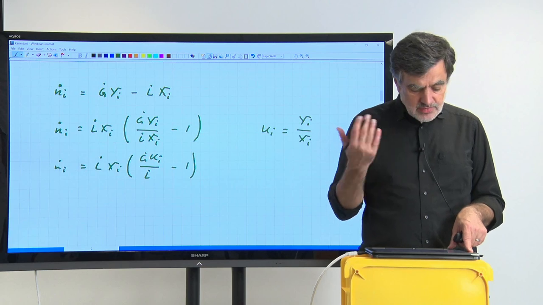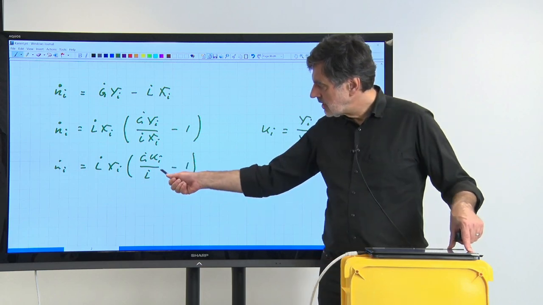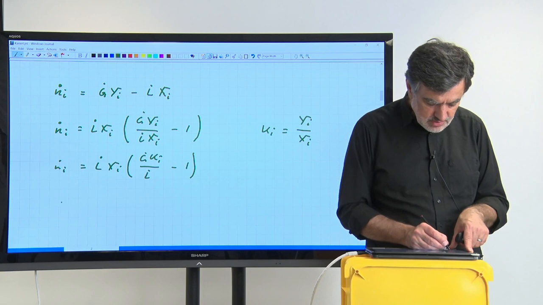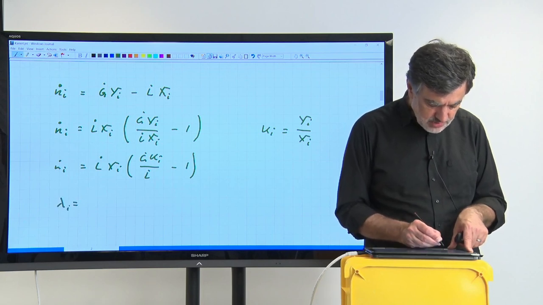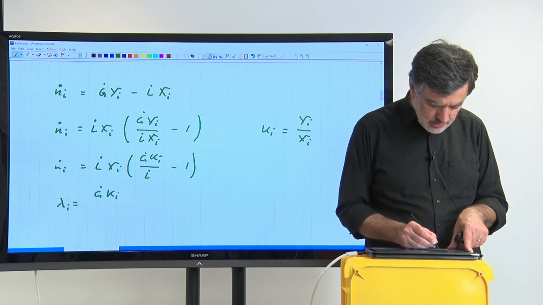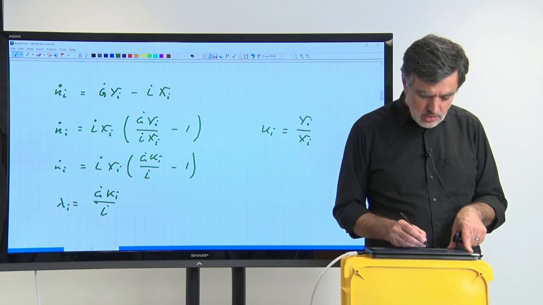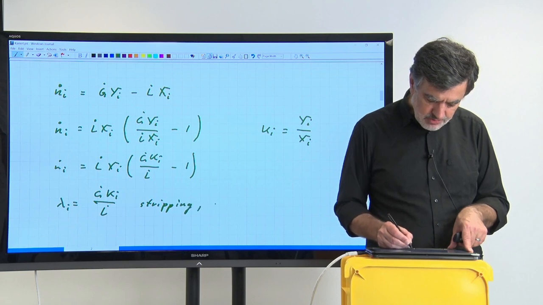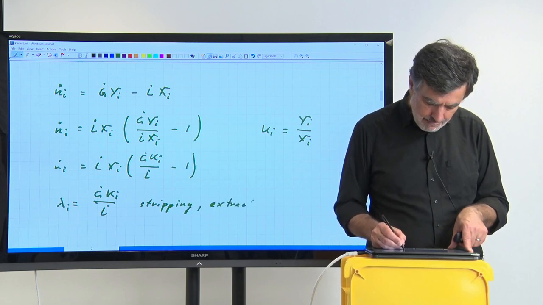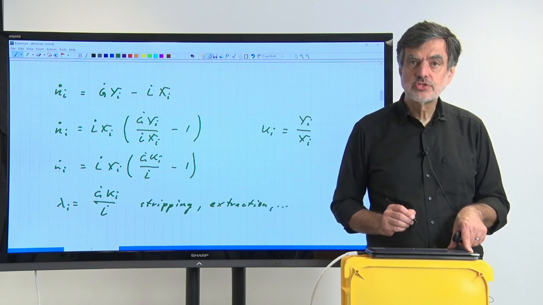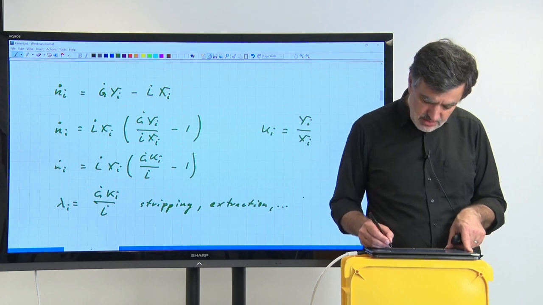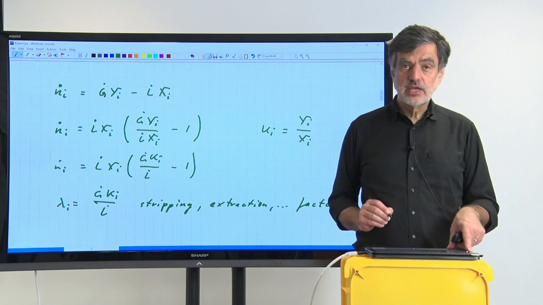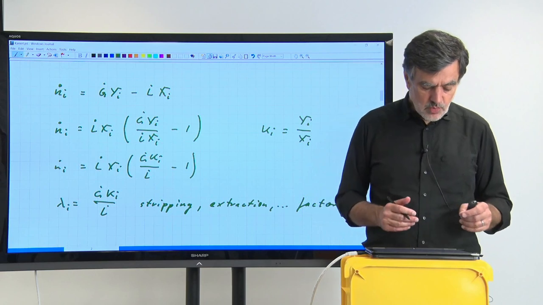Okay, the next thing that we can observe is that this Ġ ki over L̇ is actually a variable that is quite well known. It's the lambda. Lambda of component i is Ġ ki over L̇. So we introduce that here. And in distillation absorption, this is the so-called stripping factor. In solvent extraction, it's the extraction factor. And I assume that there are other separation unit operations, so possibly it also has other names in other separation processes. So it's a stripping or extraction factor that is quite important, and we will see in a moment why that is so important.